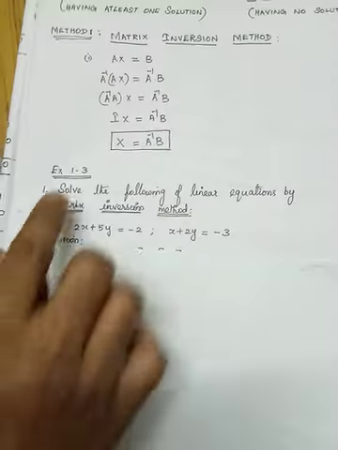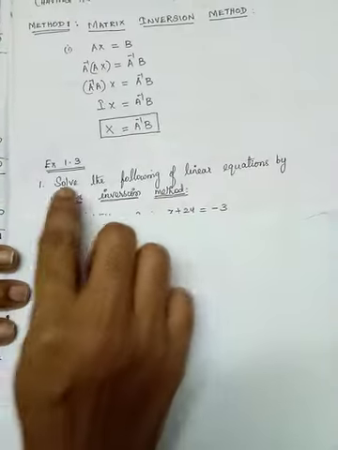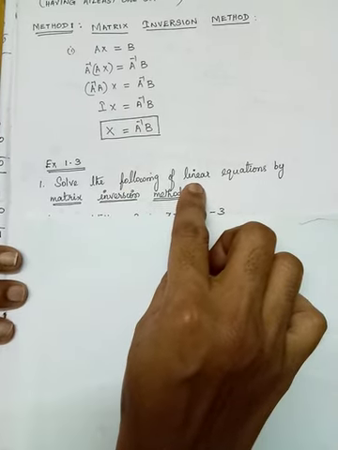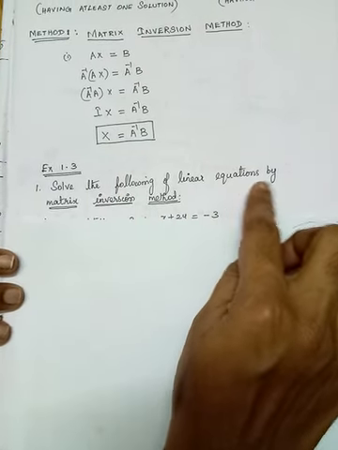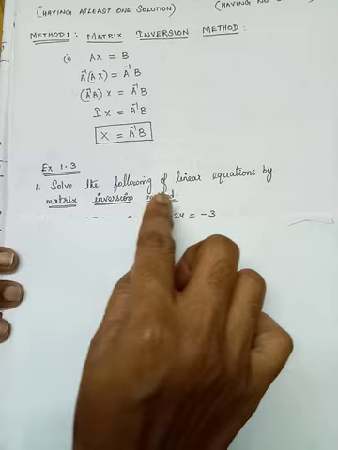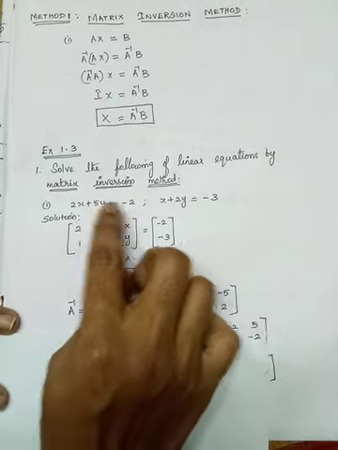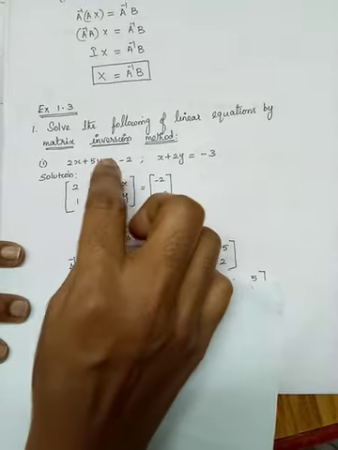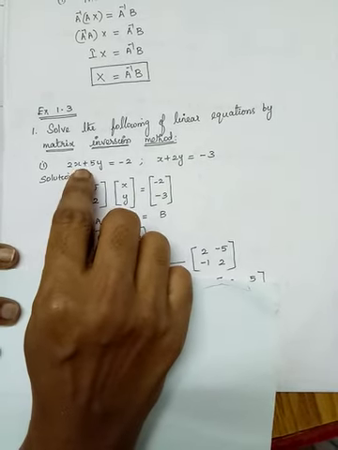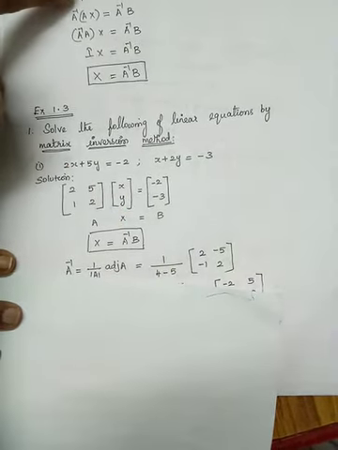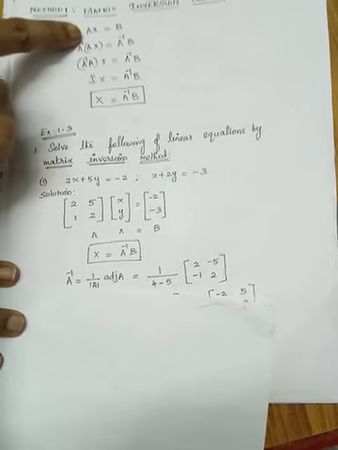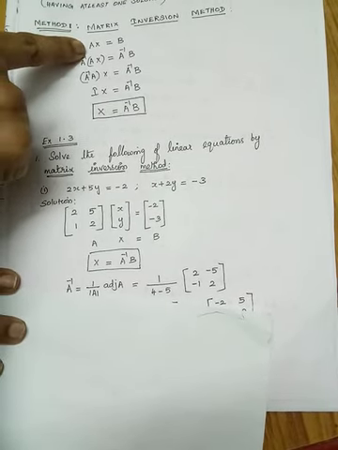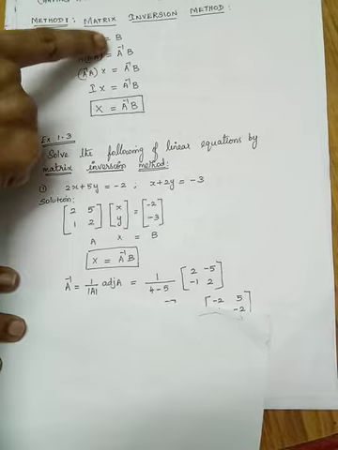Okay, I'll take exercise 1.3, the first problem. Solve the following system of linear equations by the matrix inversion method. Here there are two equations, considered as one system. For the matrix inversion method, the first step is to bring the system of linear equations into Ax = B.